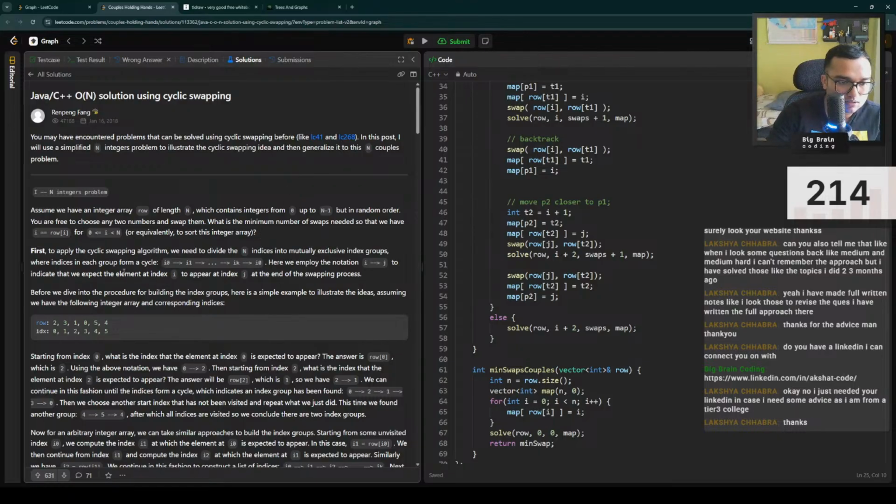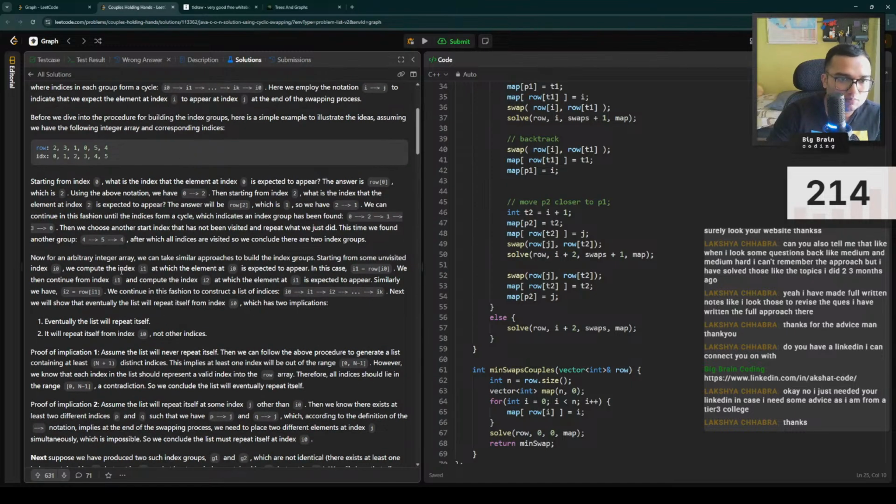Then we choose another start index that has not been visited and repeat what we just did. This time we found another group, after which all indices are visited, so we conclude there are 2 index groups. And then we just count the number of arrows. Is that what we are supposed to do? Now for an arbitrary integer array, we can take similar approaches to build the index groups. Starting from some unvisited index i0, we compute the index i1 at which the element i0 is expected to appear. In this case, i1 becomes row of i0. We then continue from index i1 and compute the index i2 at which the element at i1 is expected. Makes sense, man.